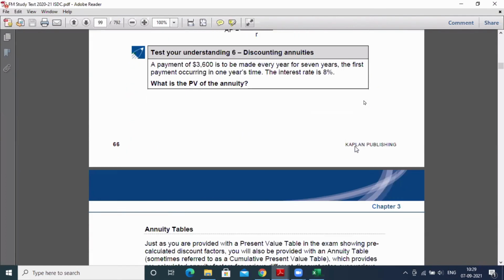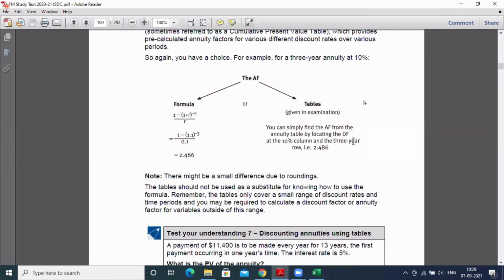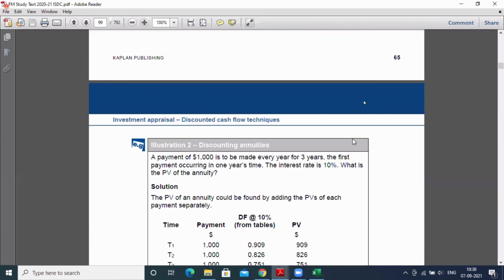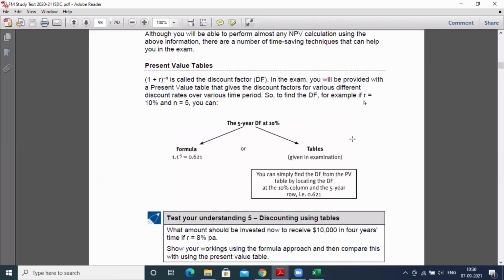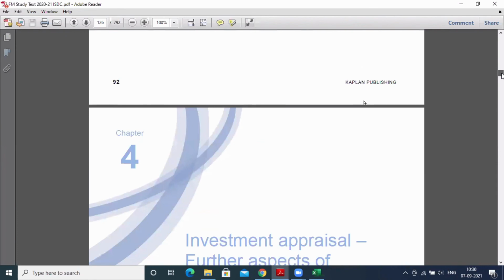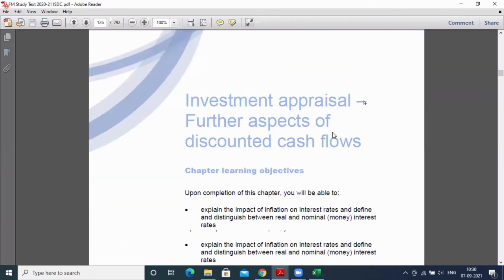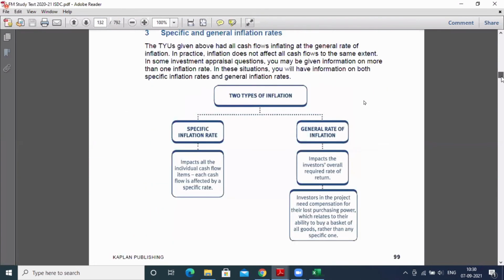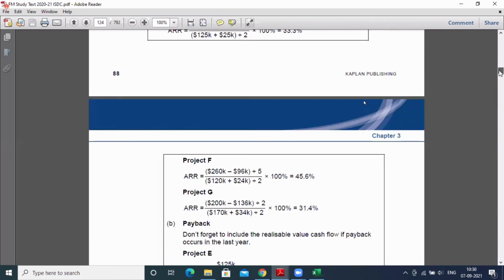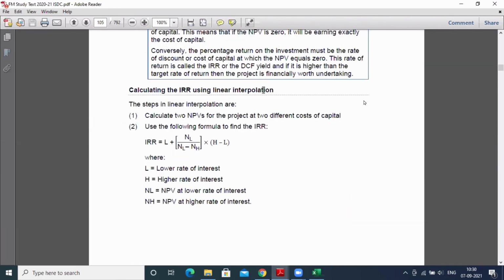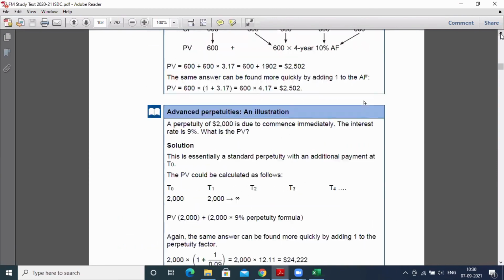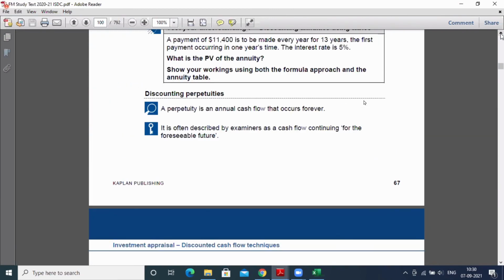Any query? Hello. Yes, before going with the next one, let me know if you have any question on NPV calculation. I'm expecting you to respond.